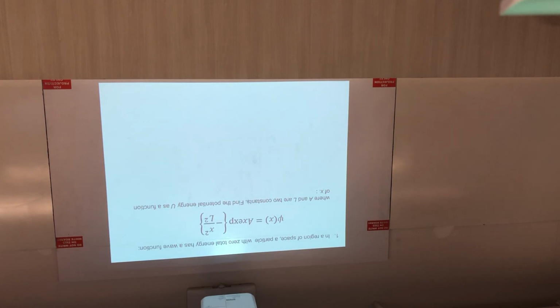So now let's start our actual tutorial question. In a region of space, a particle with zero total energy has a wave function as this, where A and L are two constants. Find the potential energy U as a function of x. So the wave function is given and we are asked to find the potential energy. Most likely we are going to use the Schrödinger equation.